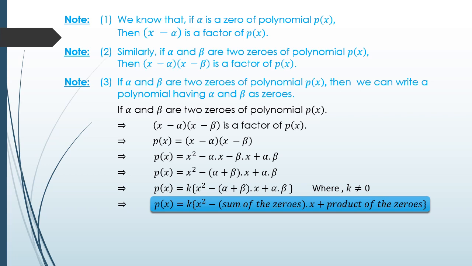So for the given two zeros, we can write n number of polynomials which will be satisfied by those zeros. So there will be infinitely many polynomials having the same two zeros, because we can put any real number in place of k except 0. So this is the formula, remember it. If we have given alpha and beta as zeros of the given polynomial, first of all we'll write sum of the zeros and then product of the zeros, and from that we can write a polynomial which will be satisfied by the given zeros, right?